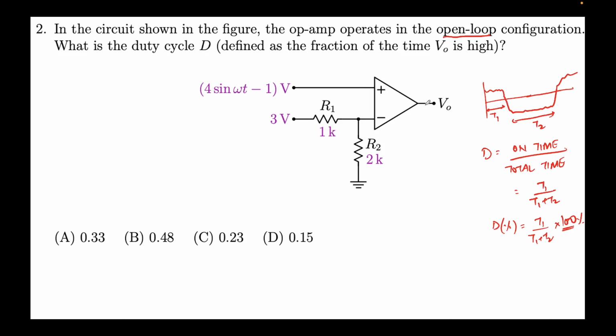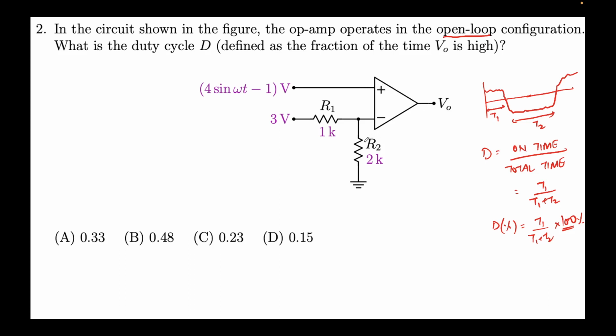As I told you in the previous slide, V naught can only oscillate since this is an open loop configuration. V naught can either be high or low. It cannot operate in the linear region, because you can say that there's no feedback to stabilize it. You can express it in this manner.